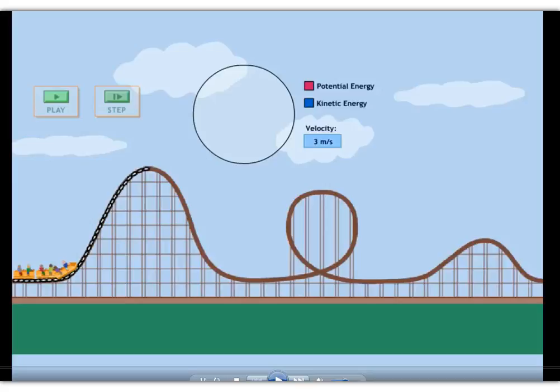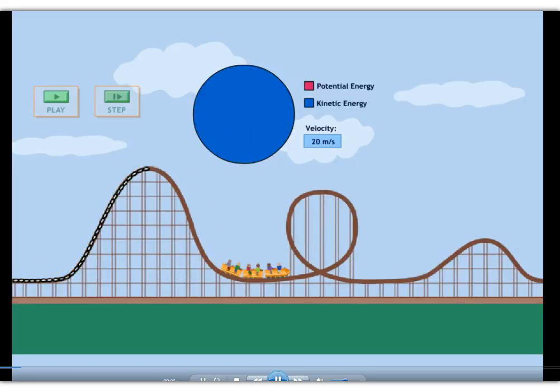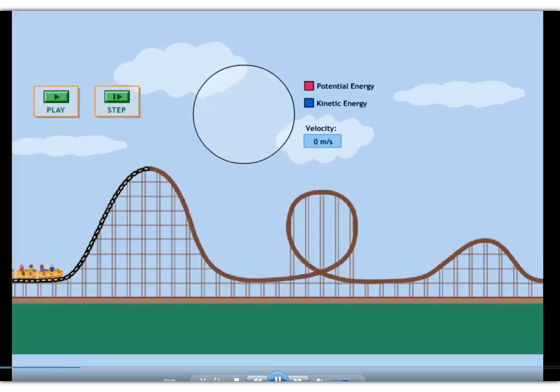I want you to look at both where the roller coaster is and also that chart up at the top of the screen. Notice potential energy is being used, then all of a sudden it goes to kinetic, and then it goes right back to potential, and then to kinetic.